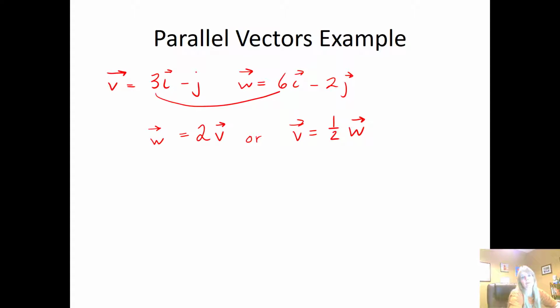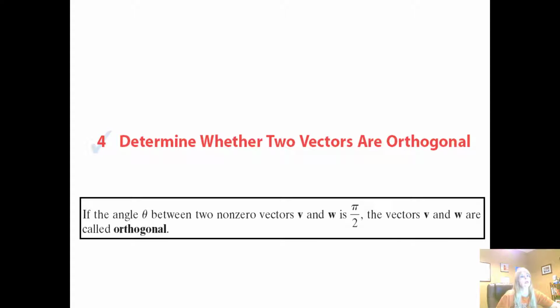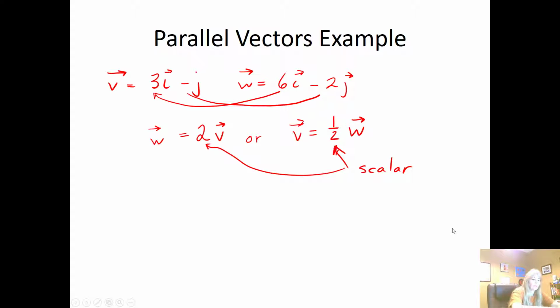So notice 3 times 2 is 6, and then -1 times 2 is -2, and we get the same answer. And so this value right here is what we're calling our scalar. We said that the angle would either be 0 or pi, so I could check the angle.